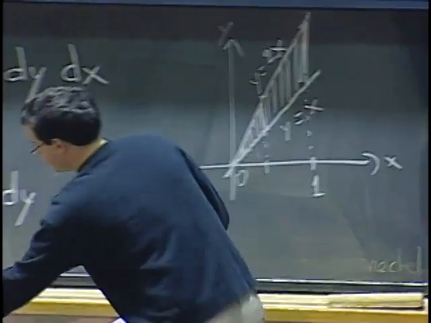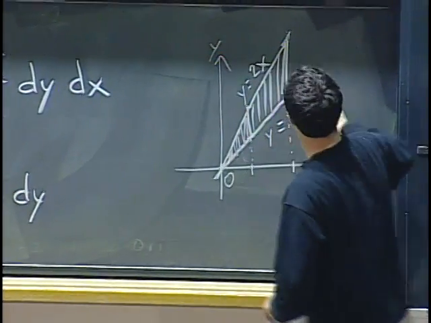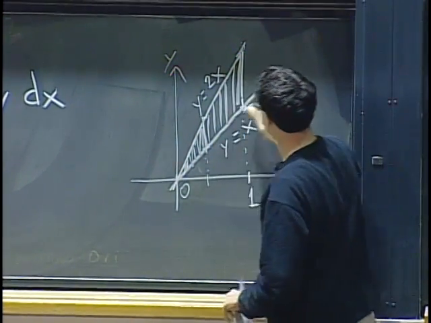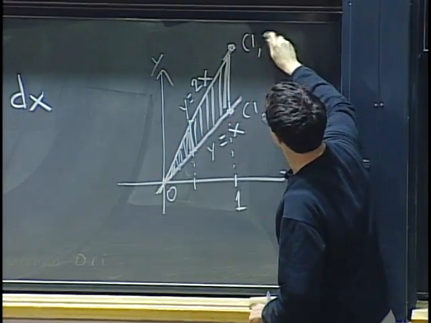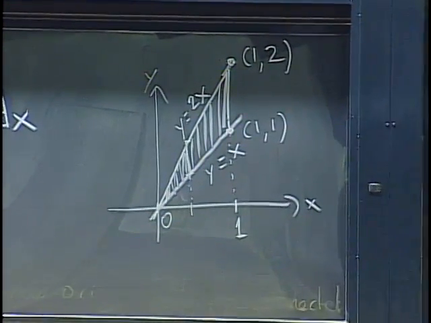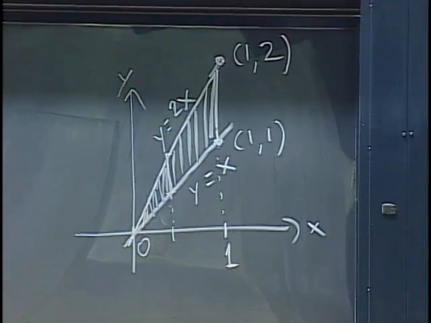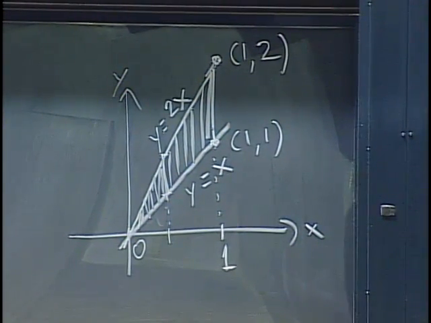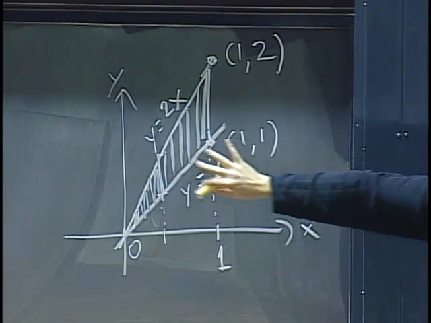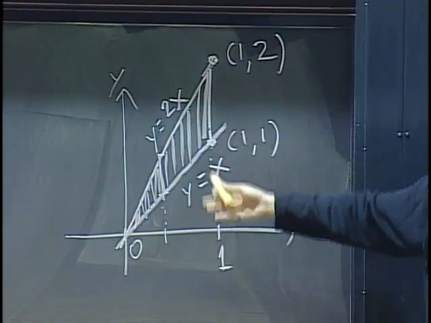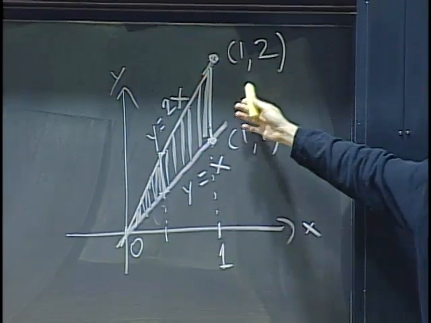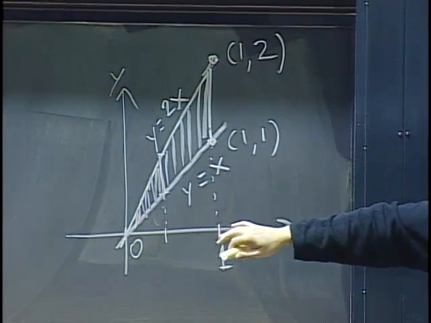So this point here, in case you're wondering, when x equals 1, y is 1, and that point here is (1, 2). Okay, any questions about that so far? Okay, so that's the first skill. When you see an integral, how to figure out what it means, how to draw the region. And then there's the converse skill, which is, given the region, how to set up the integral for it.